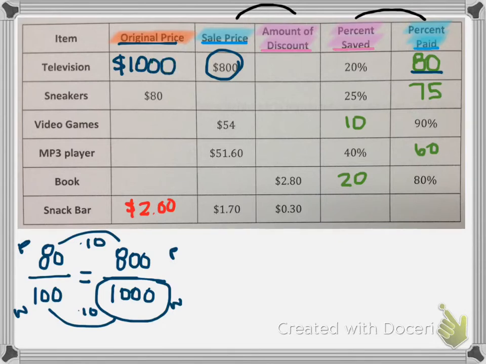All right, now I could use percents, this 20%, to find out the amount of the discount, but I'm going to know that, remember, the amount of the discount plus the sales price is equal to the original amount. So 1,000 minus 800 will give me the discount. So 1,000 minus 800 is 200. So this amount of discount is $200.